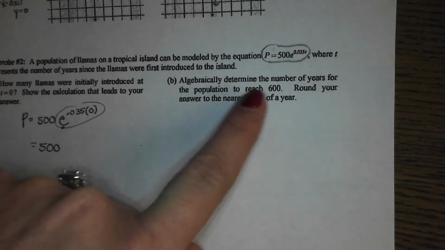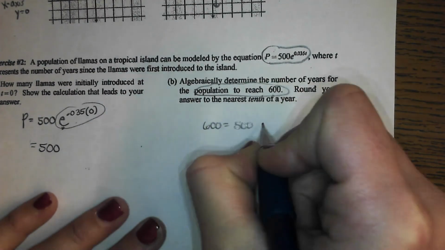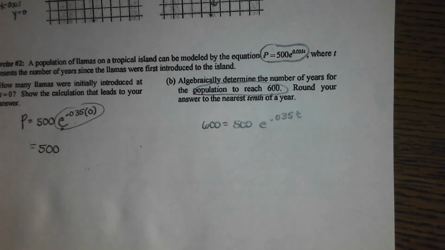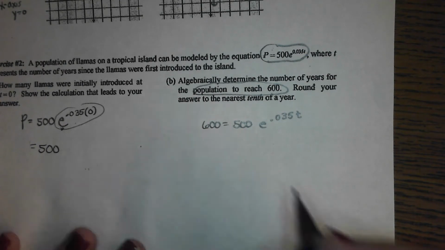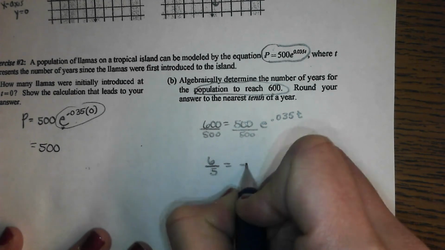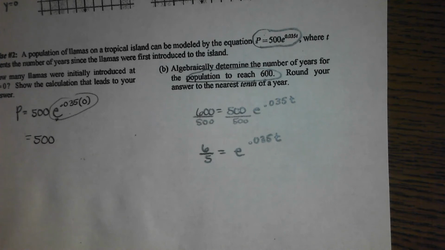Algebraically determine the number of years for the population to reach 600. So the population reaching 600 means P is 600. We're going to solve this the same way we solve any other exponential equation. Get the exponential part all by itself by dividing the 500 over. I'm going to reduce that to 6/5. Here, rather than taking the log of both sides, we're going to take log base e of both sides, kind of that other method. And log base e is just ln.